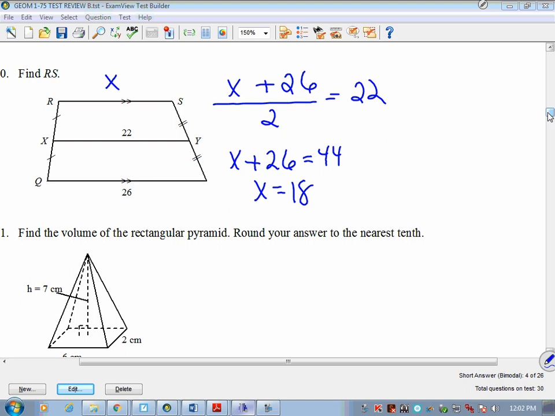Okay. I think I did have one student bring up a really good point one time. They said, couldn't you just take the difference between XY and Q, whatever, and then subtract that from 22? Absolutely, you could.